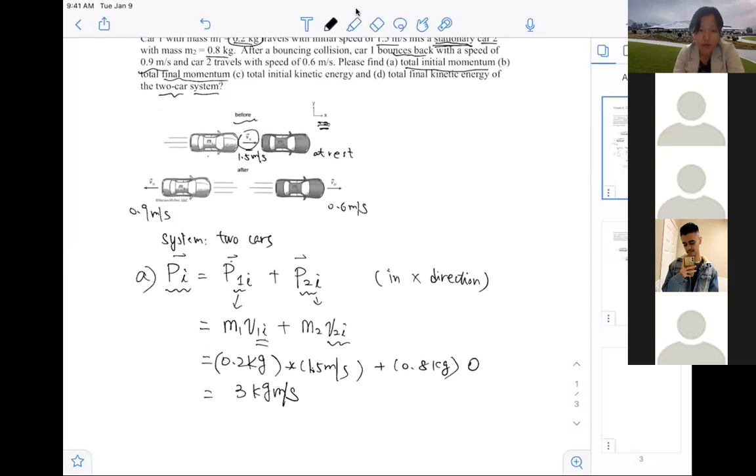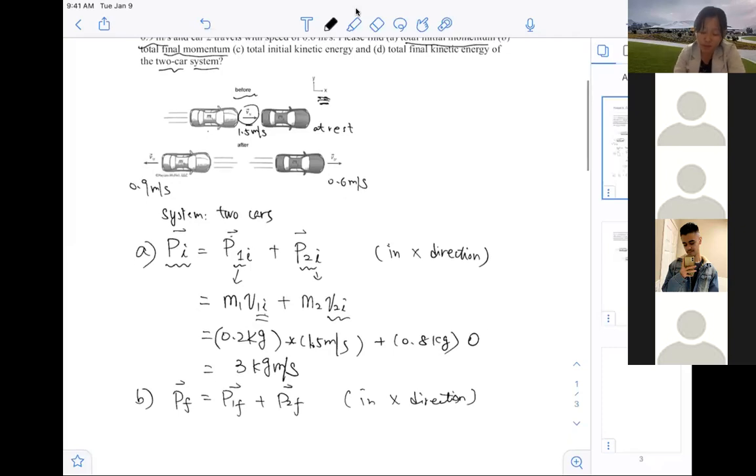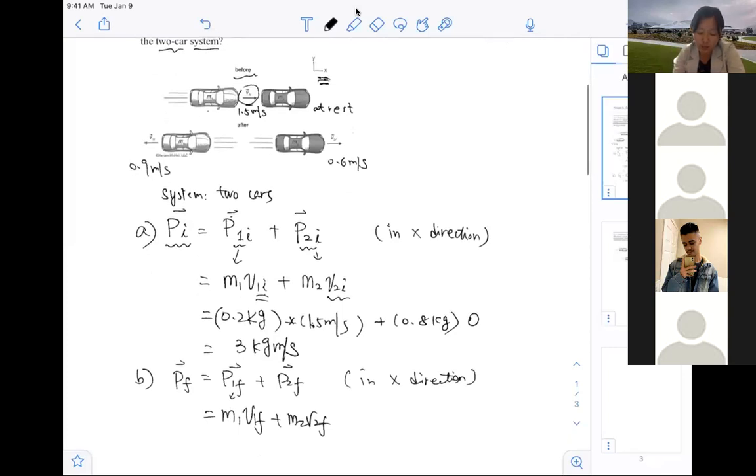The second part, final momentum, is very similar. P final again is P car 1 final plus car 2 final. Again, we will get rid of our vector signs by considering all of these in the x direction. So again, you expand P1 final using M1 V1 final plus M2 V2 final. Final means after collision. Collision happened already. So M1 is the same, 0.2 kilos.